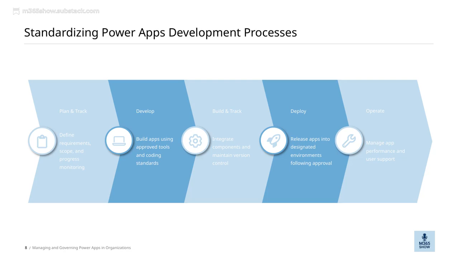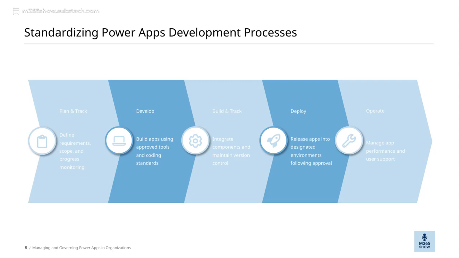Now, let's look at managing and governing Power Apps within our organization. This slide focuses on the key processes involved in ensuring our apps run smoothly and effectively. First, we have to manage app performance and provide user support. This means continuously monitoring how our apps perform and addressing any issues users encounter to keep everything running seamlessly. Next, once an app is ready, we operate by releasing it into the appropriate environments, but only after we've secured the necessary approvals. This step ensures that everything meets our standards before going live.